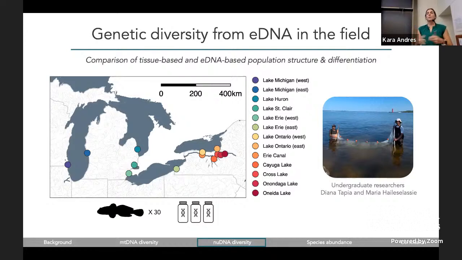All right, so I went out into the field with help from some undergraduate researchers, Maria and Diana. We went to 13 sites across the invaded range of the round gobies. And at each site, we collected up to 30 individual round gobies, as well as 3 environmental DNA samples. I will say I am coloring these sites in a spectral rainbow pattern going from west to east. I'll retain this for future slides.